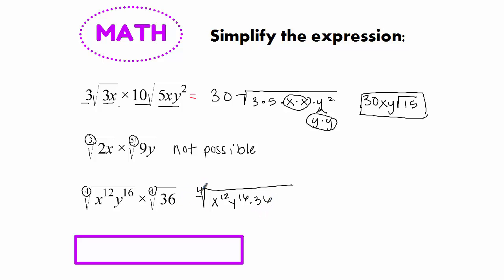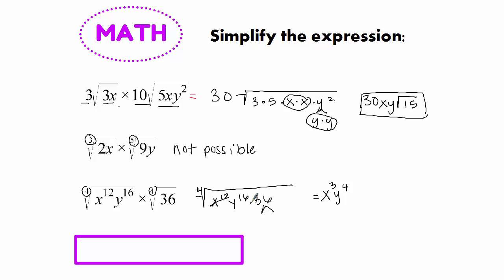When I have an index of 4, if I have exponents, all I have to do to simplify x to the 12th is take 12 and divide it by the index. So 12 divided by 4 is 3. There's nothing left over, so that one's been simplified and taken out. Then I do y to the 16th. 16 divided by 4 is 4, so y to the 4th.